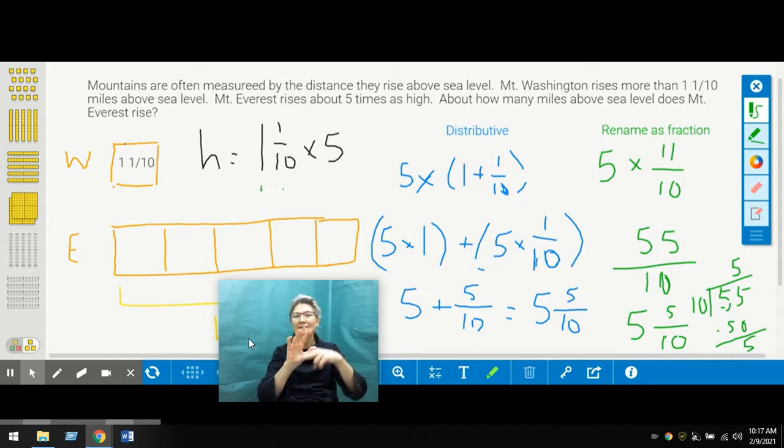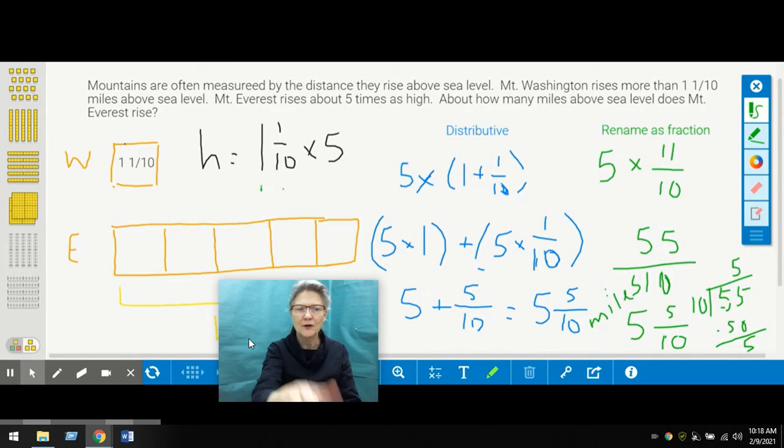So 5 and 5 tenths, and I'm going to add that unit back on because we should keep our unit so we are making sense of our problem here. So either way I did it, I got the same answer, which is good. So either of these strategies work really well to solve a mixed number times a whole number. So you give them a try, see what you prefer, and it's time for you to do your turn.